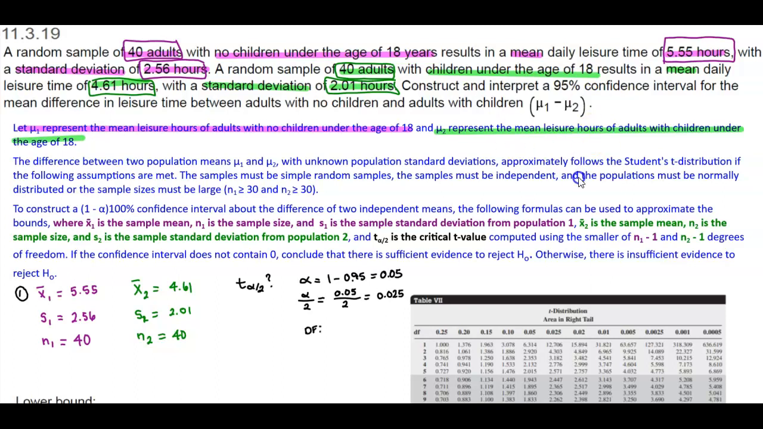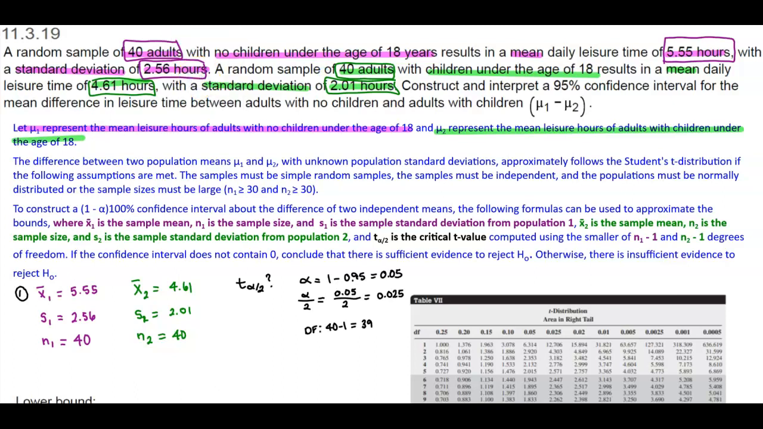We'll recall here that we use the smaller of the sample size minus 1. Well, they're both 40, so that means it doesn't matter which one we use. So the degrees of freedom is going to be the sample size 40 minus 1, which is going to give us 39.